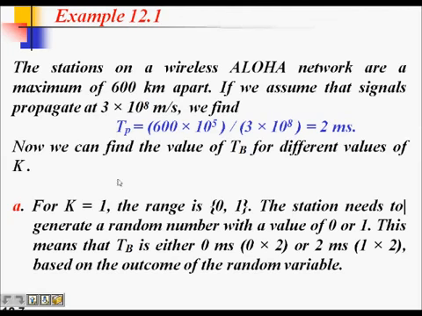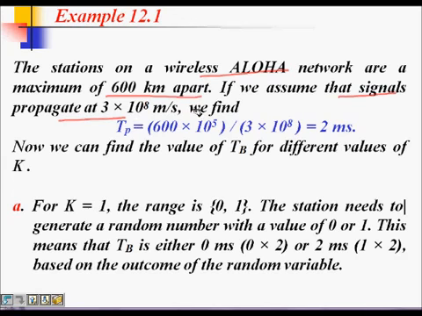So let's try to solve a few numericals that will make our concept more clear. So there is a station. The stations on a wireless Aloha network are a maximum of 600 kilometers apart. If we assume that the signals propagate at 3 into 10 to the power of 8 meters per second, the speed of light, then the 2 stations that are farthest apart are 600 kilometers apart, and the light travels at this speed.